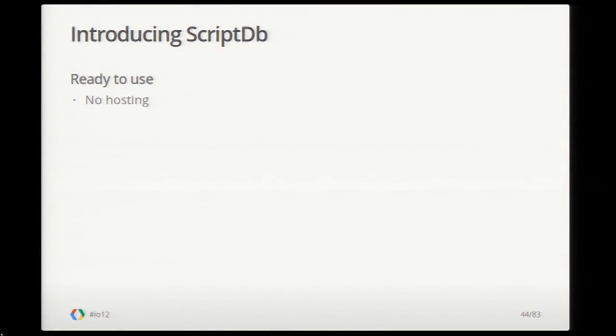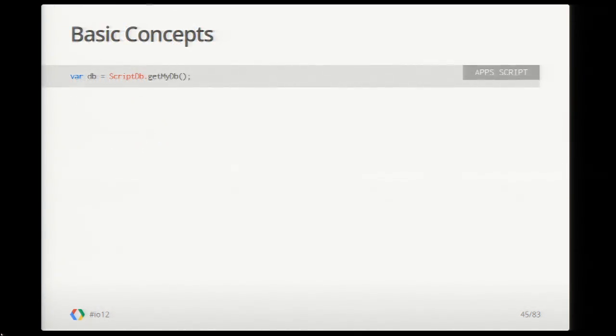ScriptDB is really convenient because it comes ready to use, which means that there's nothing to host, nothing to set up, nothing to configure, and no installation. All you've got to do is use the API, and you're good to go. All right, so how do we do that? Well, let's start simple, and we'll go from there.